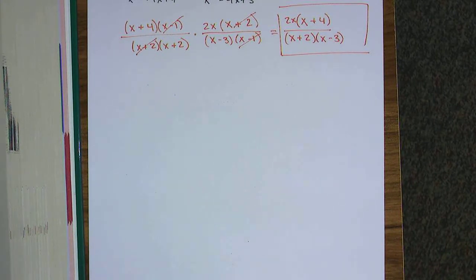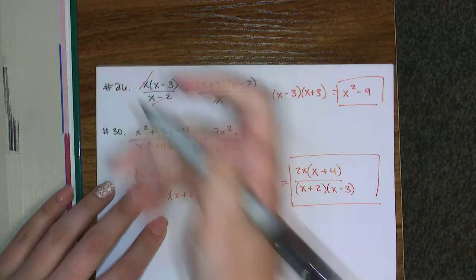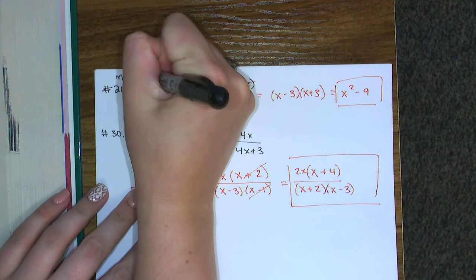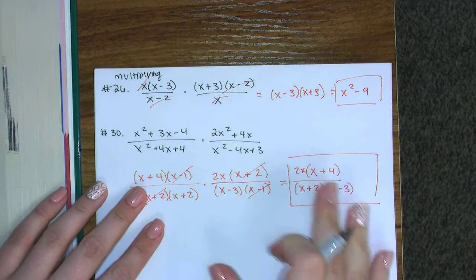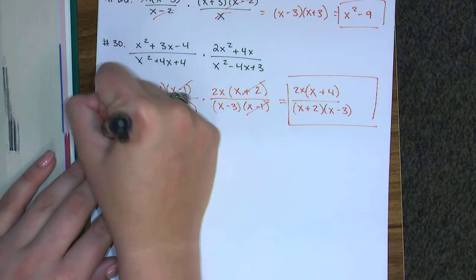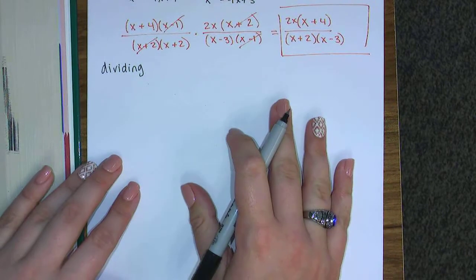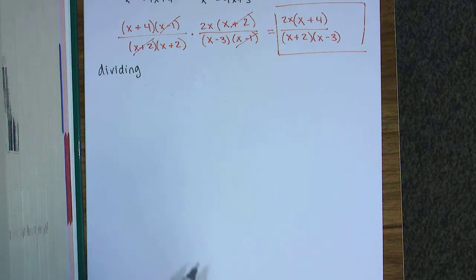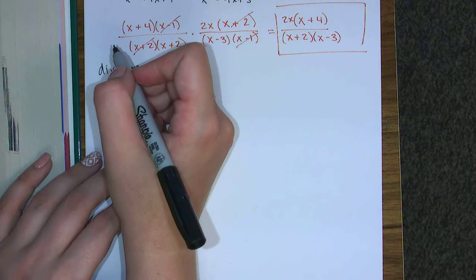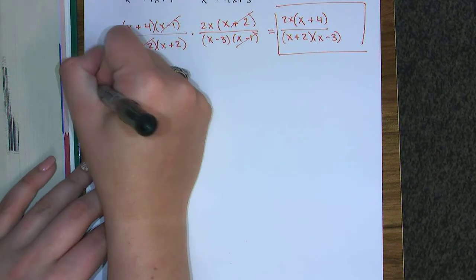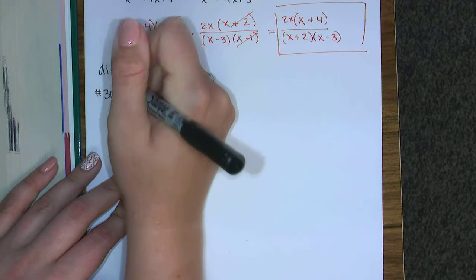So let's look at the dividing problems then. So that was, oh, I guess I should label this as multiplying. Ooh, that looks awful. Dividing. All right, so dividing here, let's start with a relatively easy one. 36. Not starting with the easiest, but an easier one.